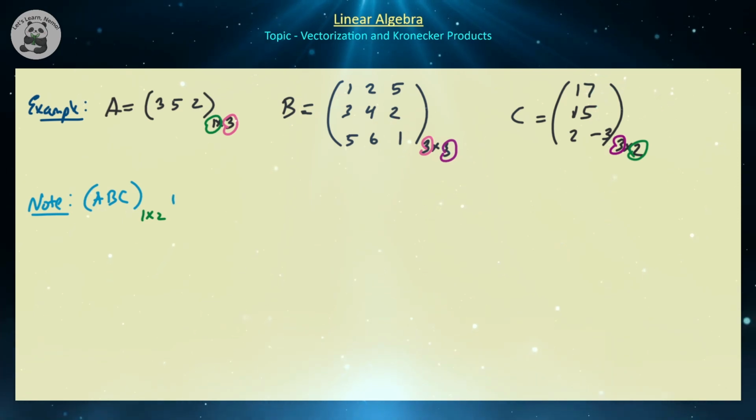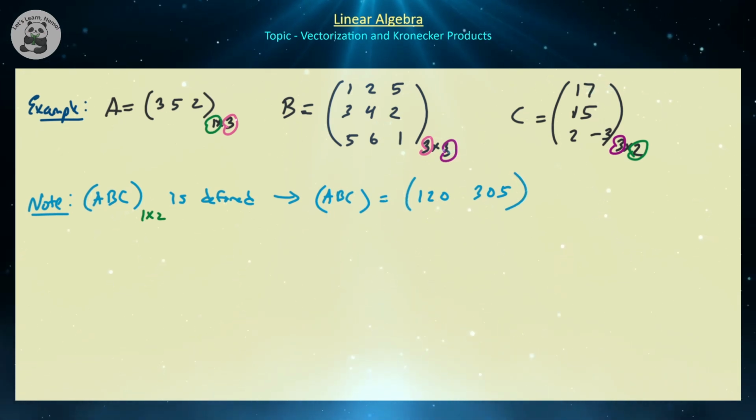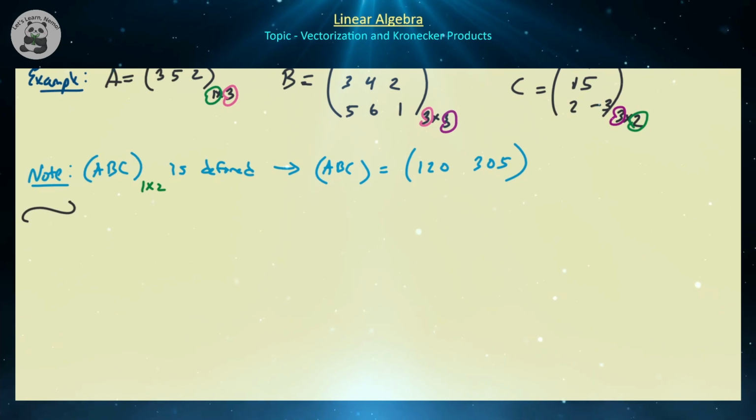So this matrix is defined under normal multiplication, and you should be able to find that ABC, being this lonely little 1 by 2 matrix, is going to be the matrix 120, 305. Right? So let's just keep that in the back of our mind, and you can try that if you want to practice your matrix multiplication. Now, let's get into the vectorization and Kronecker product relation that I want to introduce.